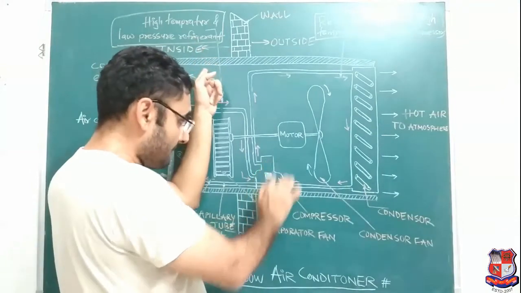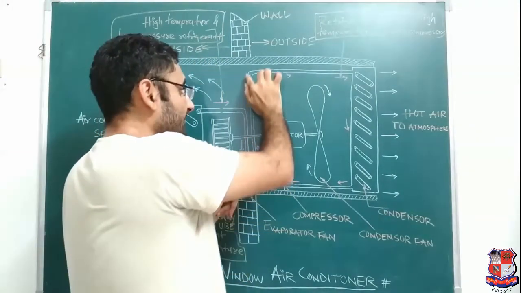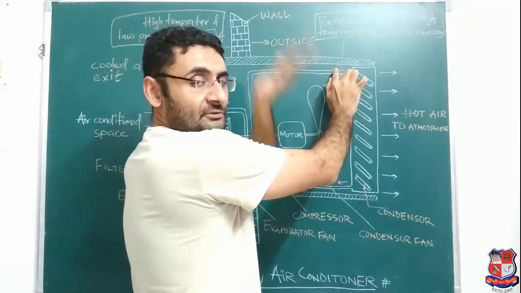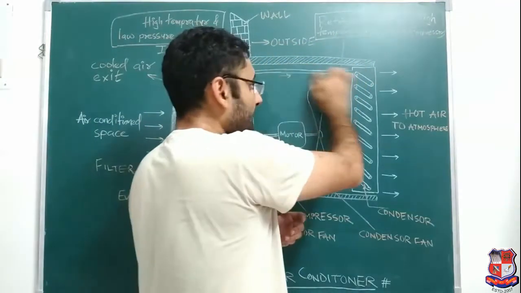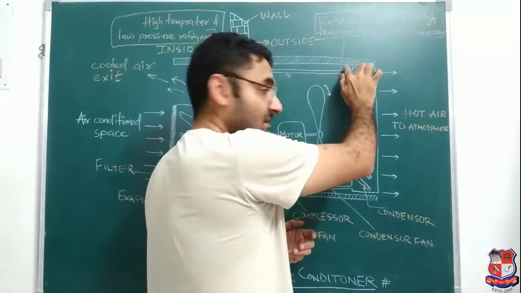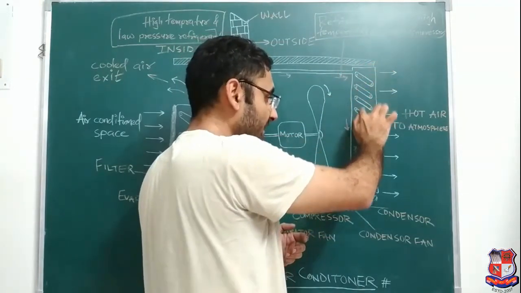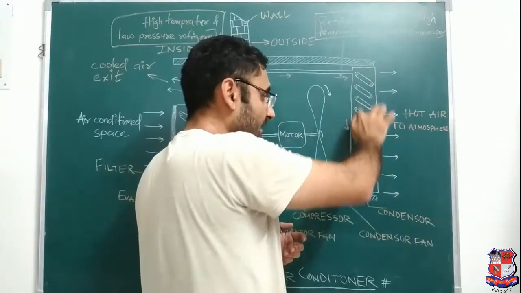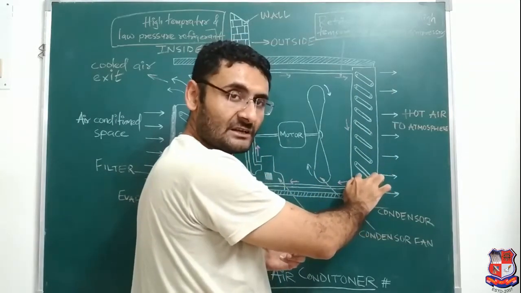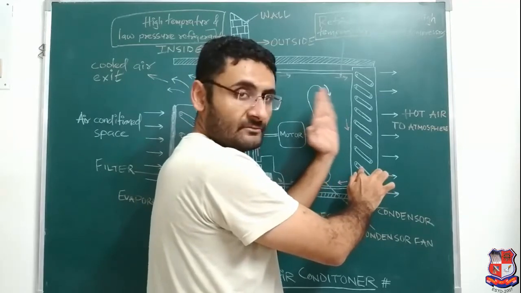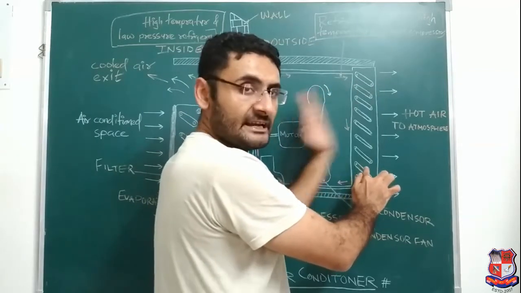And after the compression process, what happens? That liquid form will increase its temperature so that it converts into a vapor form having high temperature. So high temperature and high pressure vapor form of refrigerant will enter into a condenser. Now in the condenser, what happens? The condensation process takes place, and due to the condensation process, that vapor refrigerant will reject its heat.